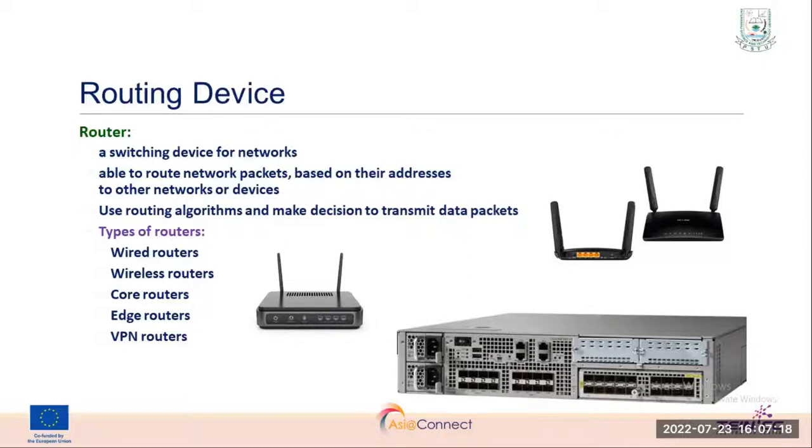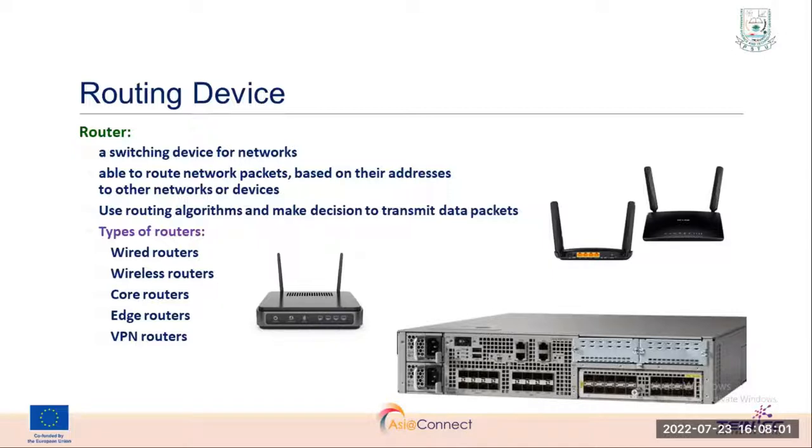As we previously know, in packet switch networks, like datagram and other protocols that use packet switching techniques, the router is the core thing. It's an intelligent device that will forward a packet to its destination by executing its specialized algorithms, and is able to route the network packets based on their addresses to the networks for the devices. It uses a specialized algorithm to make decisions to transmit data packets.